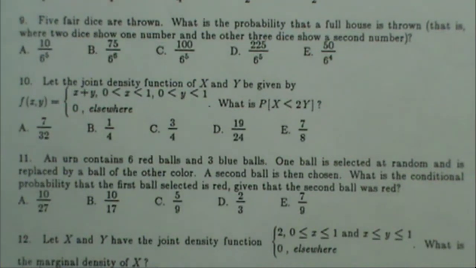Exam 3, problem number 10. Let the joint density function of x and y be given by this equation. What is the probability that x is less than 2y?